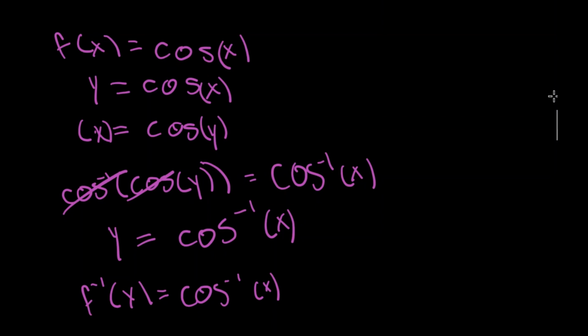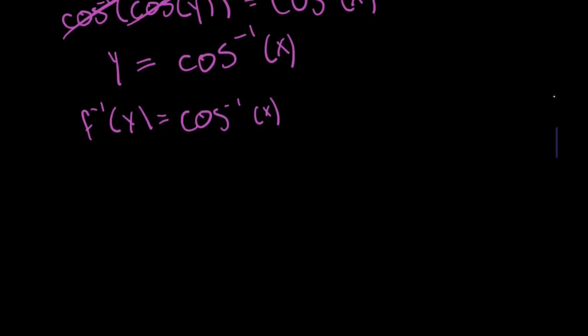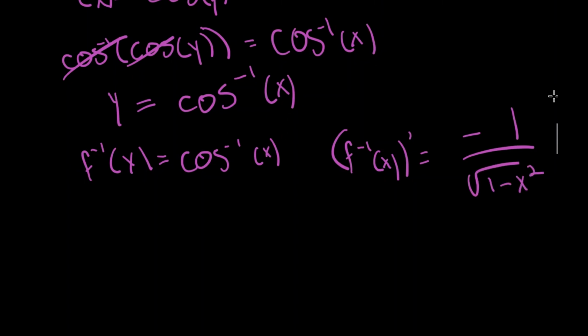Now, from here, we can simply apply the derivative. We can find the derivative. And again, as we've seen here, we're just doing the same thing. We're just going to find the derivative by simply memorizing it, right? So we have f inverse of x prime is going to be equal to 1 over the square root of 1 minus x squared. And that's your answer, right?